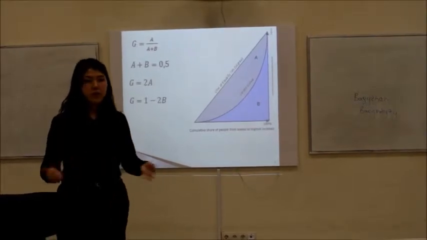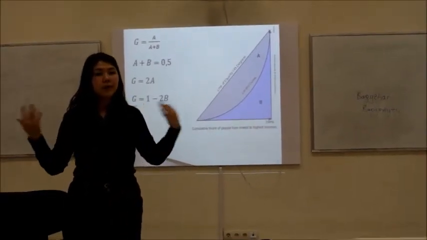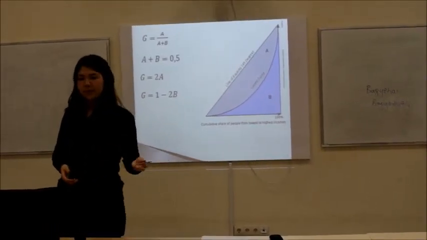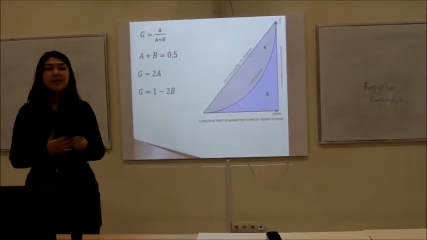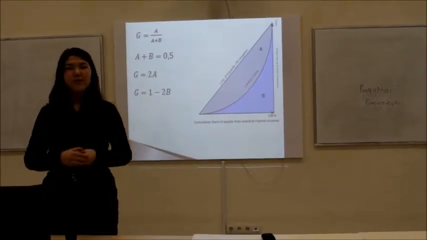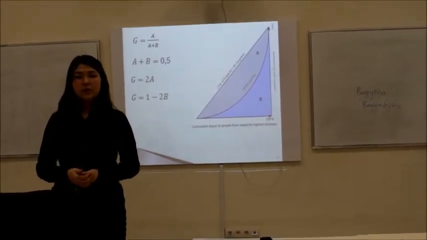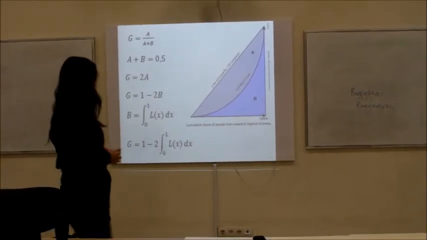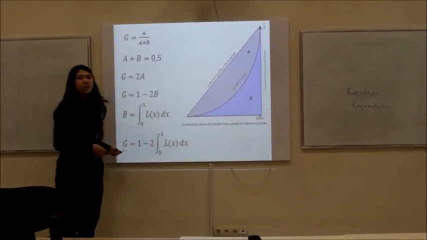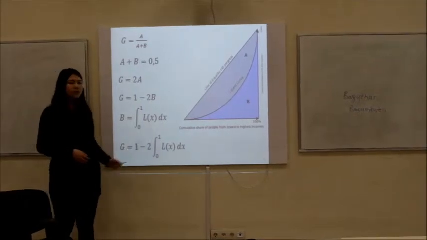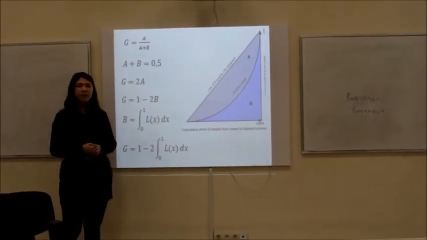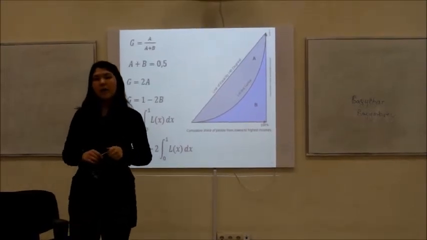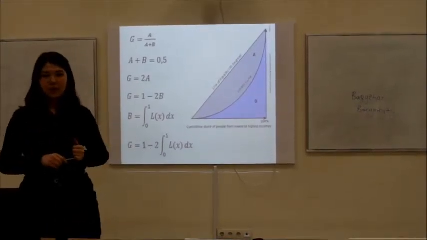But here comes a question: how to calculate b? And the way to calculate b started in calculus 1. b is the integral of the Lorenz curve, defined as L(x), on the interval from 0 to 1. So that finally our formula becomes g is equal to 1 minus 2 times the integral of L(x) from 0 to 1.